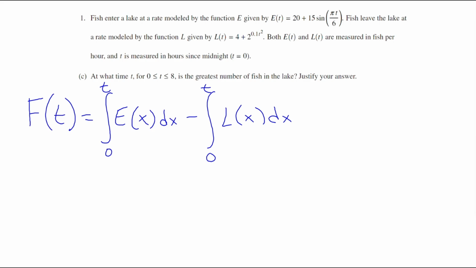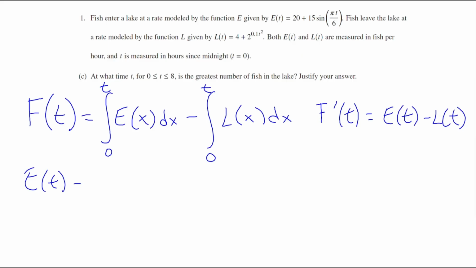So in order to figure out when this function, capital F, is at a maximum, we need to find f prime. Well, f prime of t should just be e of t minus L of t. That's the fundamental theorem of calculus, right? The derivative of an integral from a constant to t of a function is just the function. So effectively what we are looking for is times when e of t minus L of t is equal to 0. Those are the only times when we could possibly have a maximum number of fish. And we get 1 point just for having this e of t minus L of t is equal to 0.